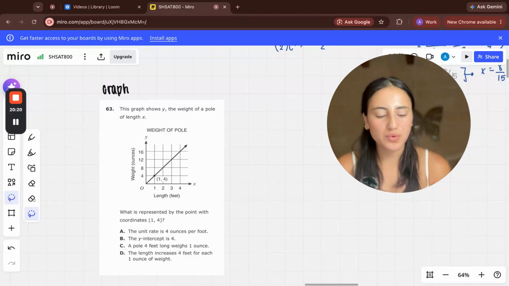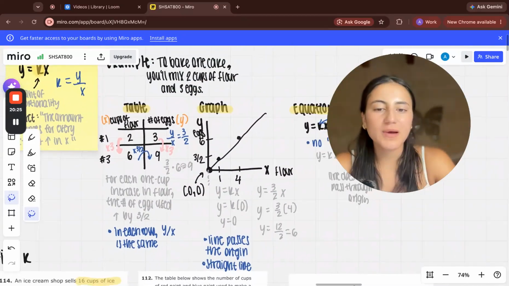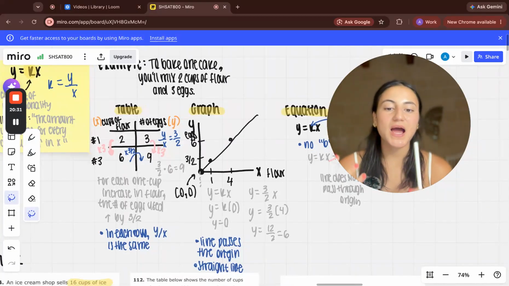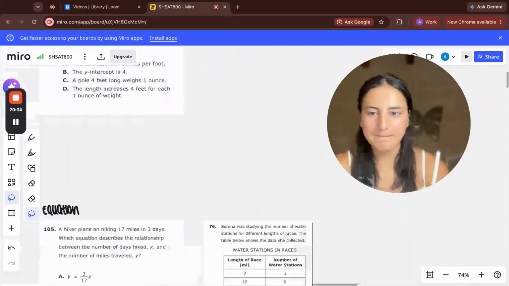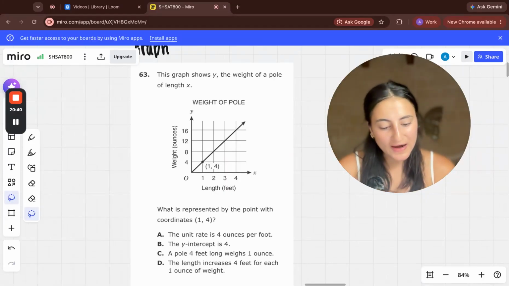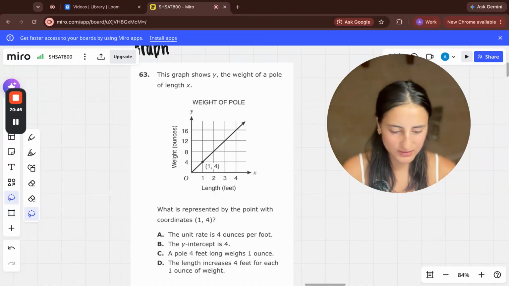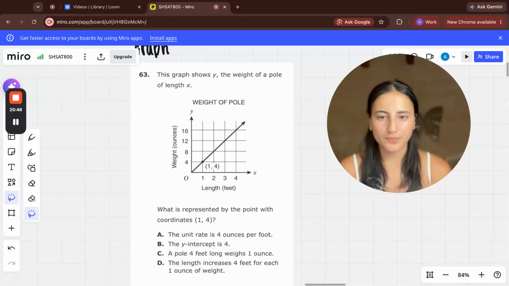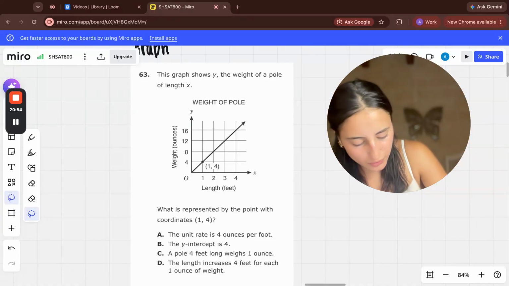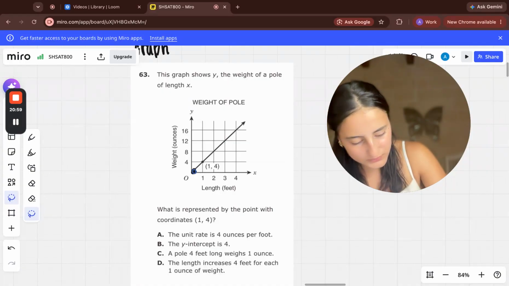It's using a graph. So think back to the original demo or lesson, about the two things a graph needs in order to be classified as a proportional relationship. First, the line needs to pass through the origin, and it needs to be a straight line. This graph shows y, the weight of a pole of length x. When the length of the pole is a certain number of feet, how much does the pole weigh? They're proportional. The reason I can tell is that first, it passes through the origin over here, and then there's also that straight line.